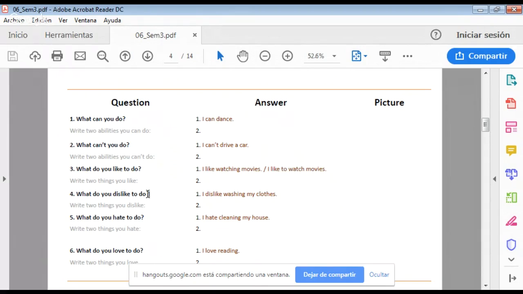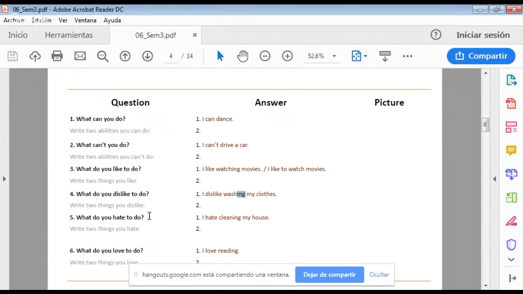Ahora, lo contrario. What do you dislike to do? ¿Qué les disgusta hacer? ¿Qué no les gusta hacer? Aquí yo digo, I dislike washing my clothes, ¿ok? No me gusta lavar mi ropa. Y este solamente recibe el ing. Entonces decimos, I dislike washing my clothes. I dislike, I don't know, ironing my clothes. I dislike cooking, ¿ok? Ahí es que no nos gusta hacer.